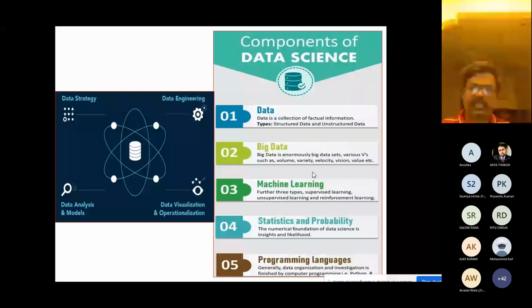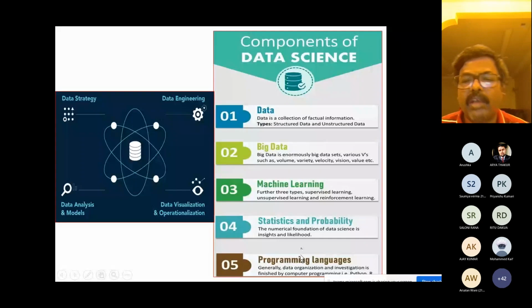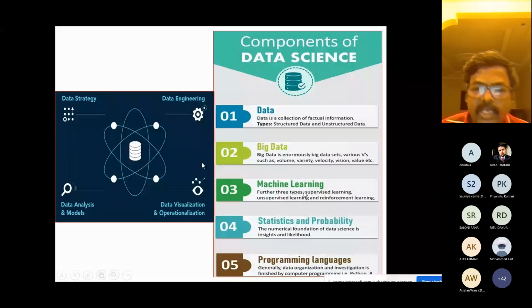Statistics and probability, we are using various methods. Numeric foundations of data science is insights and likelihood. And programming language, you can use any one programming language. The popular programming language is Python, or you can use any programming language, Java, JavaScript. These are the top four programming languages.